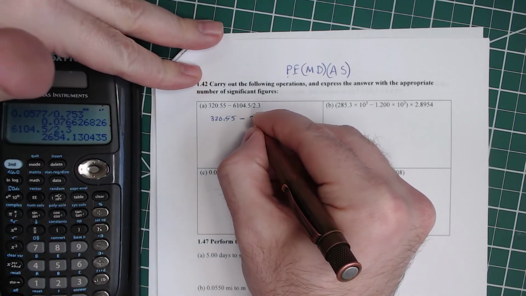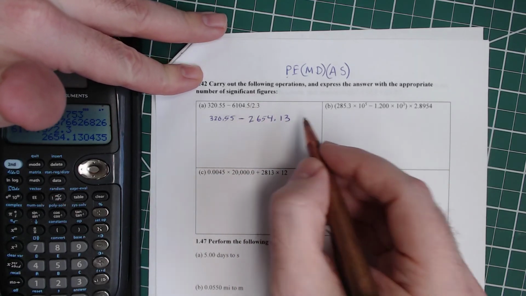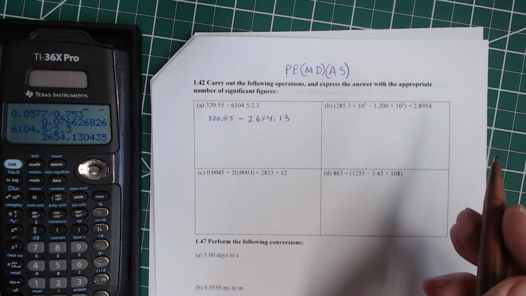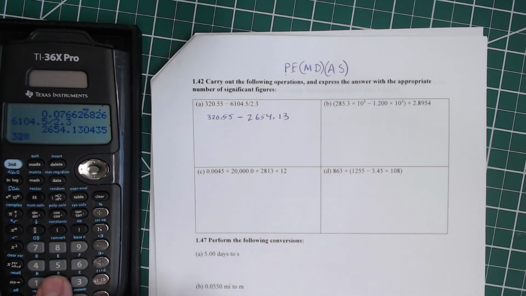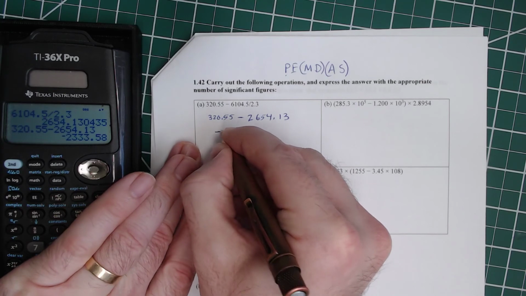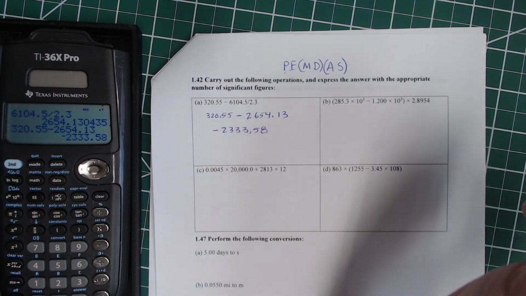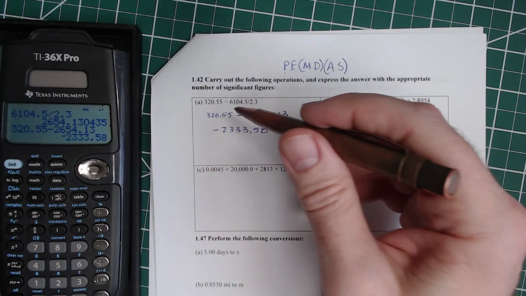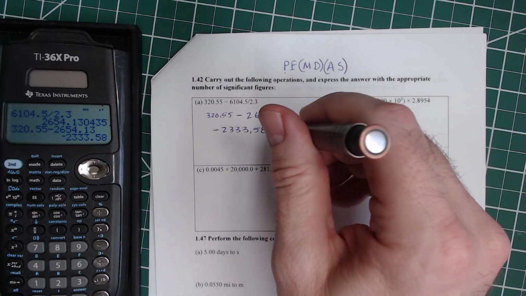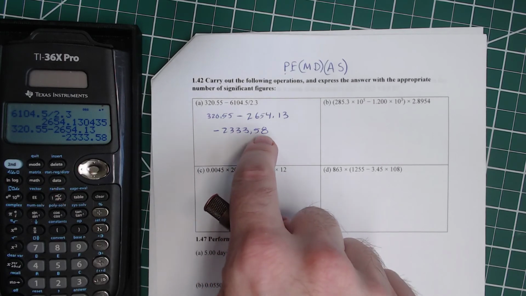I'm not going to write all of them. So 2654.13. Remember, we're only going to have two sig figs there, but I'm just going to go ahead and write that out. And then we'll do 320.55 minus 2654.13. And you'll see the number that we get there is negative 2333.58. All right. And if we had not retyped this in, we would have gotten a slightly different answer. But the point is that that number has too many significant figures.